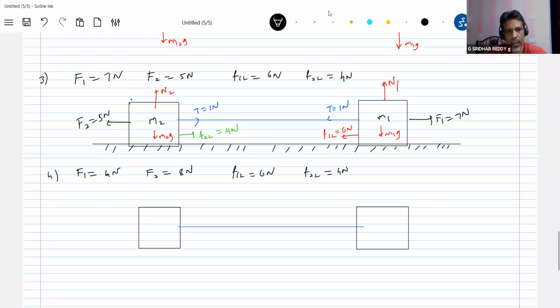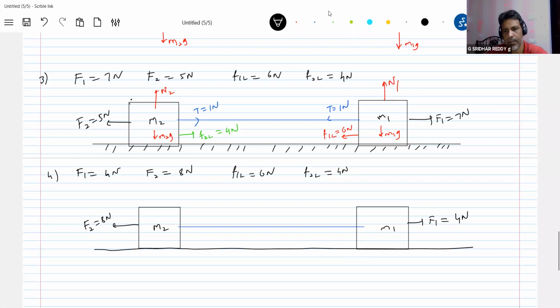So there are unlimited cases like this. You can keep assuming different values and try to check what conditions will arise. There's the last case. I'll stop it. Other things you are supposed to work out. So this is the ground.